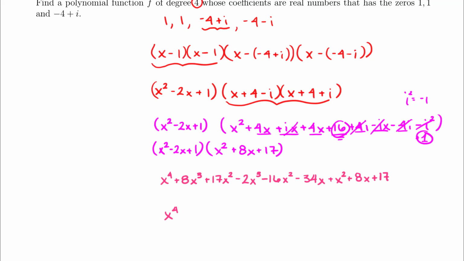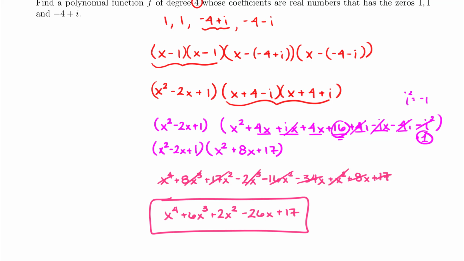Nothing combines with my x to the 4th. 8x cubed minus 2x cubed is going to be 6x cubed. 17x squared minus 16x squared is 1x squared. Plus x squared will be 2x squared. Negative 34x plus 8x is going to be negative 26x. And then I have the constant 17. So this is my polynomial of degree 4 that has the zeros 1, 1, negative 4 plus i, and negative 4 minus i.